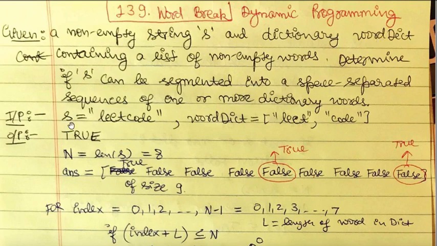For example, let's see an example of a string which is, yes, small s, and it's equal to leetcode. And if we have a dictionary wordDict which has two words, leet and code, clearly we can see that leet is the first four letters and code is the last four letters. So we can clearly write the string s in terms of wordDict, and we output true.